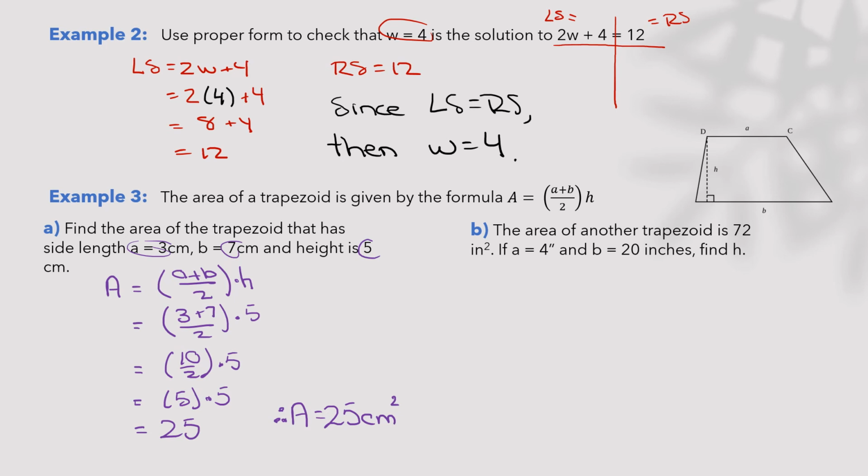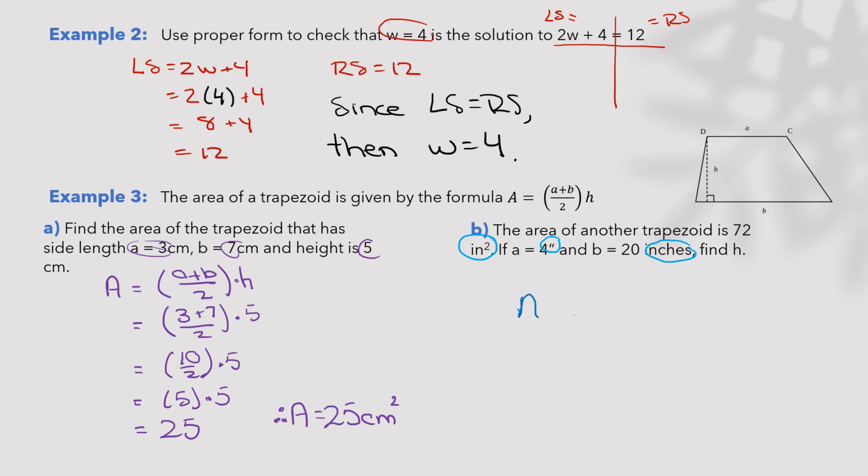And our last question for this short video. B, the area of another trapezoid is 72 inches squared. This is inches squared. This also means inches, as does this word inches. So IN, the word inches, or you have some number with quotation marks there. Those are all ways to represent the word inches, which is imperial measurement, not metric. So we've got an area of 72 inches squared. Let's start with the formula.